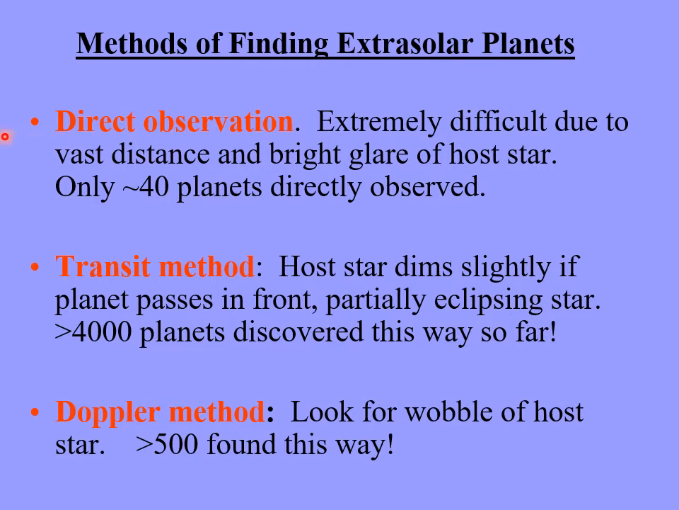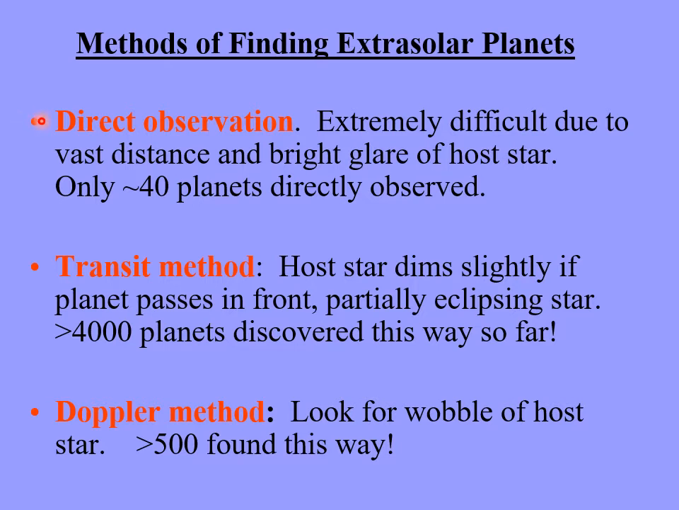So, you would think that the way to find an extrasolar planet would be to take one of these really powerful telescopes, like the Hubble Space Telescope or the big Keck telescopes, the largest and most powerful telescopes in the world, and point them at stars and see if we can look for planets. Well, it's possible on paper and in theory, but it's very difficult.